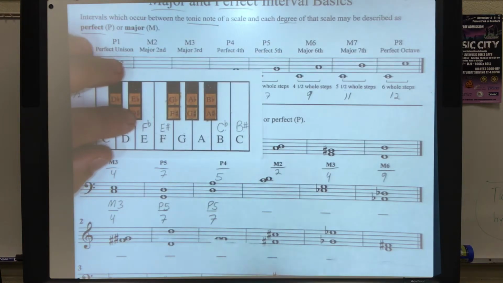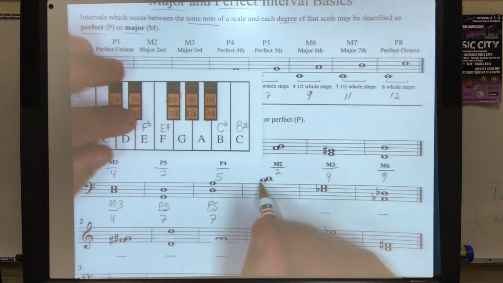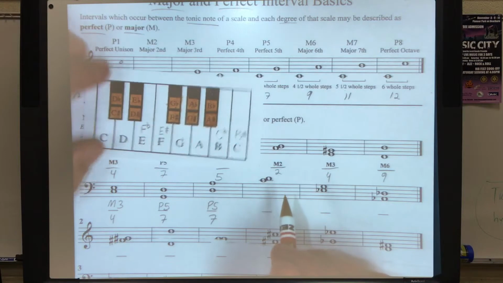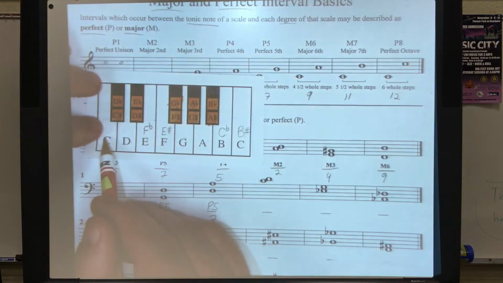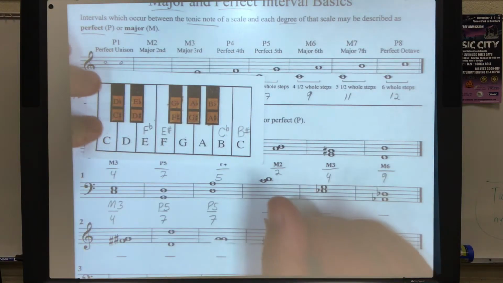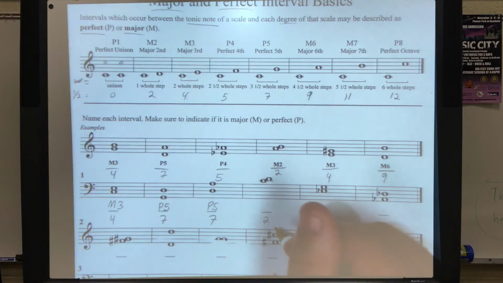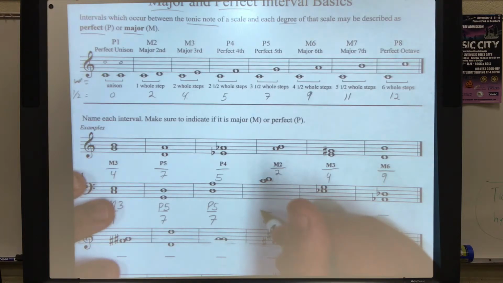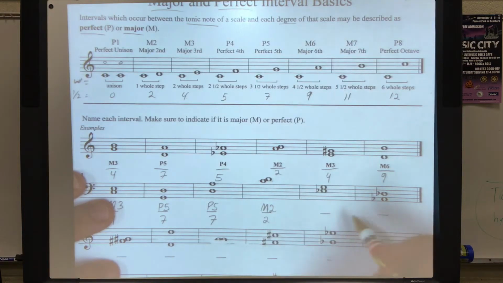Let's look at the next one. C to D. C to D. Let's find our C on our keyboard, right here. 0, 1, 2. 2 half steps. Look up here. Which one has 2 half steps? That's going to be a major second. So we're going to write a capital M, the number 2.